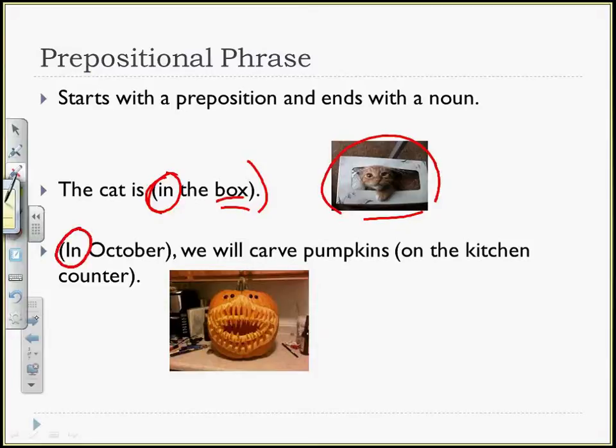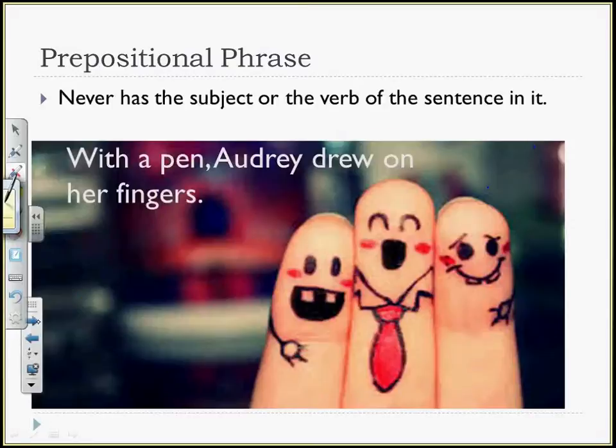In October, that's a preposition that's putting this situation in a month. We will carve a pumpkin on the kitchen counter. So on the kitchen counter is your prepositional phrase that starts with a preposition and ends with a noun. One thing to remember about prepositional phrases is that they never contain the subject or the verb of the sentence.